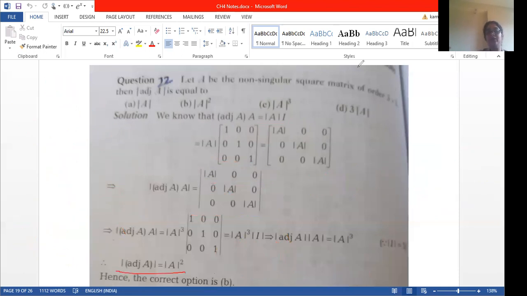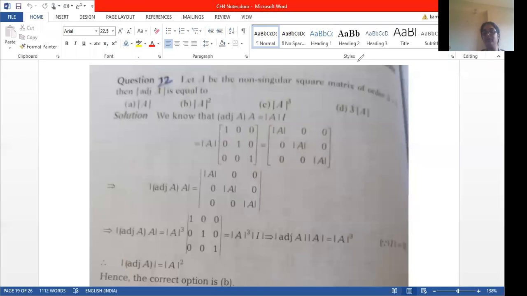Just see it. Determinant of adjoint of A into A is equal to what? A cube into determinant of I. What will the identity matrix's determinant be? One only. So A cube. Now, see the property: adjoint of A into A whole determinant is equal to adjoint of A determinant into A determinant, which is equal to determinant of A cube. So the correct option is this one, A cube. One determinant of A will be cancelled with this determinant here, this determinant will be cancelled with one determinant here, and we will get the value of this as determinant of A square. Yes, so this was an important question.